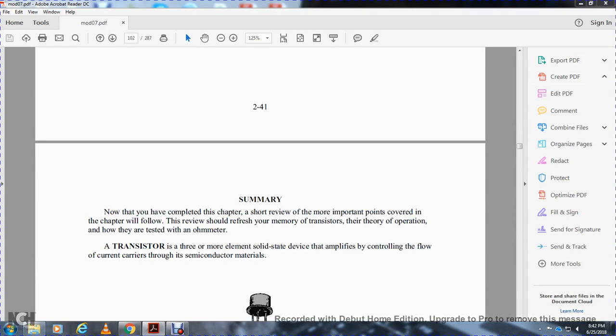Alright, Chapter 2 Summary. Note that you have the complete chapter, with a short review of the most important points covered in this chapter. The review will refresh your memory of the transistor theory of operation and how transistors are tested with the ammeter.